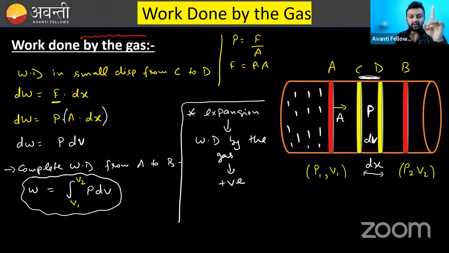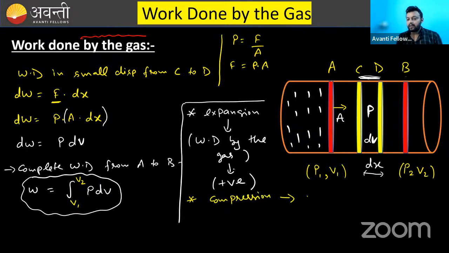So remember one thing, whenever there is expansion, what does it mean? That work is done by the gas. And if work is done by the gas, it will be calculated as positive, because change in volume is positive. V2 minus V1 will be positive because of the expansion. V2 is more than V1. One thing is clear. Second thing, if the compression takes place, gas will not contract itself. You have to compress it. So whenever there is compression, what does it mean? Work is done on the gas, and this work is calculated as negative. Clear?